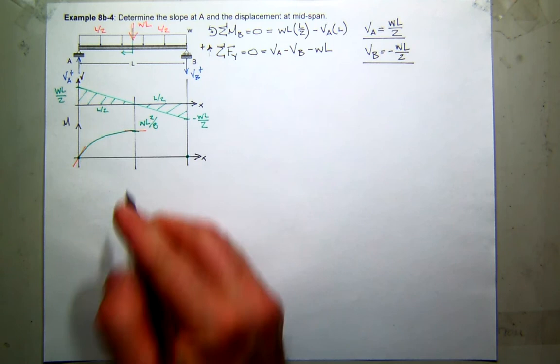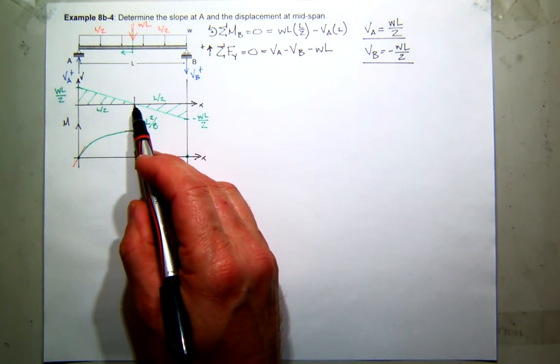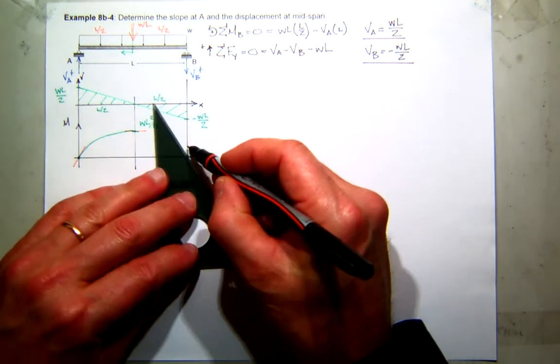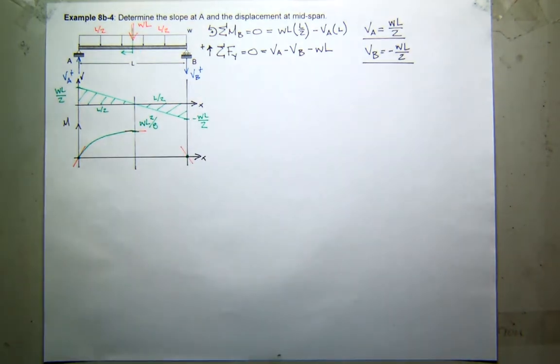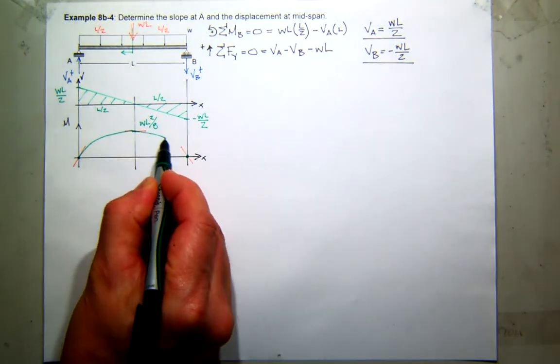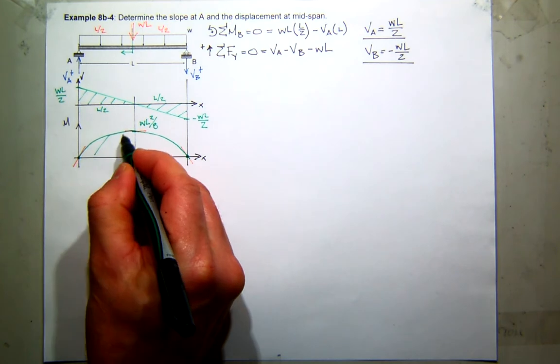And then, of course, the right section starts with a shear value of 0 and goes to a negative value. So there's 0 to negative, and you kind of qualitatively sketch that in. You get your moment diagram.